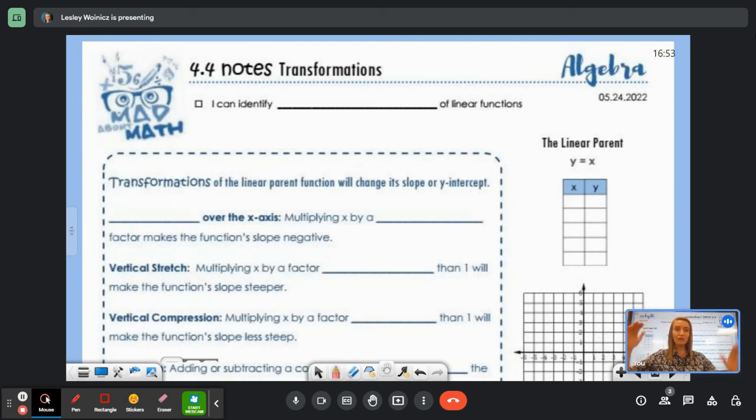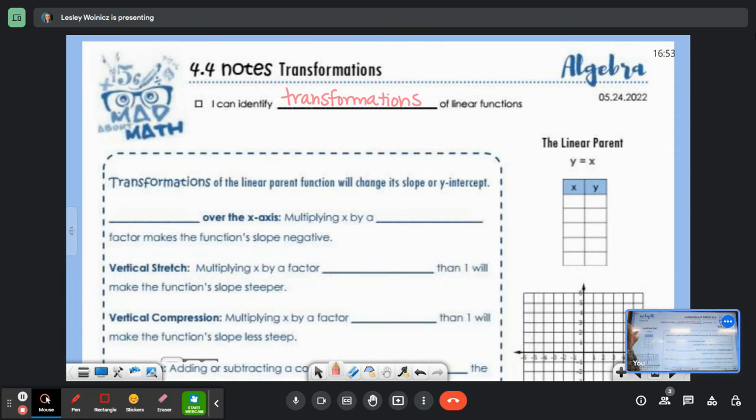Hey, we're going to do some transformations. We are going to identify and perform transformations of linear functions. So we are going to start out with our good old friend, the linear parent function that we met in Unit 3.